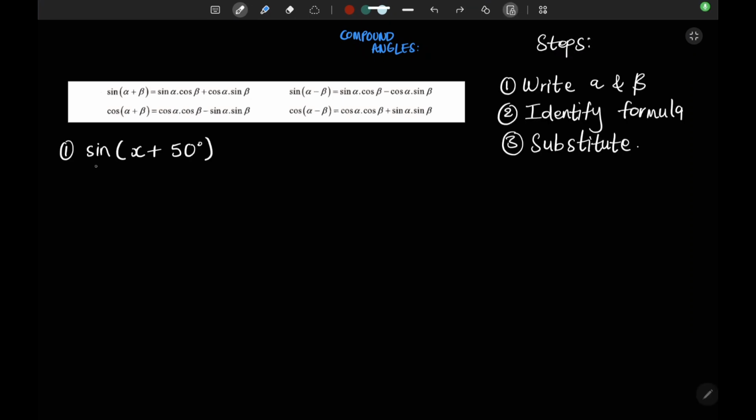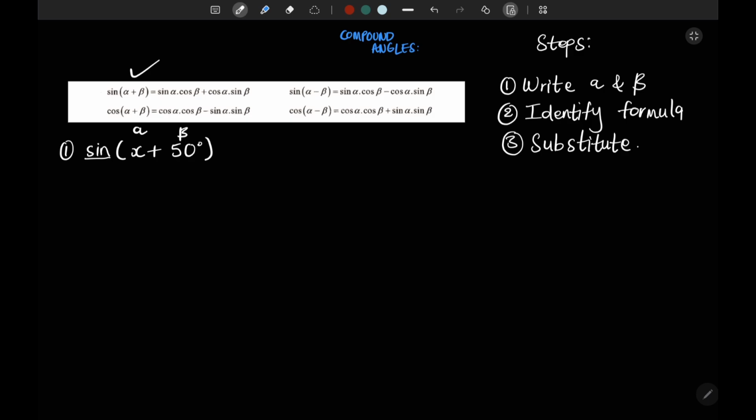Let's try to solve the first question, which is sine x plus 50 degrees. What's the first step? I wrote the steps for you guys. On the right hand side, write alpha and beta. So this is sine x, your x is your alpha, and your 50 degrees is your beta. We've completed the first step. What's the second step? Identify the formula. So this is basically sine alpha plus beta. Which formula is alpha plus beta? It's this one. We've identified our formula.